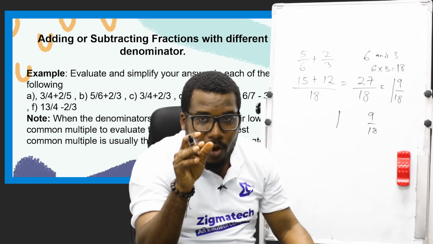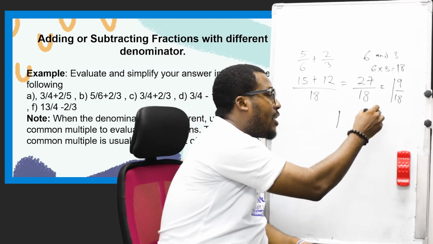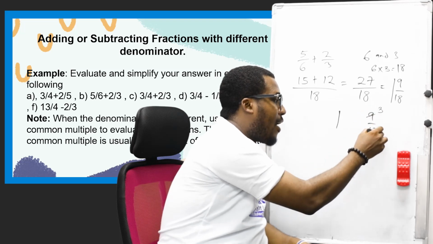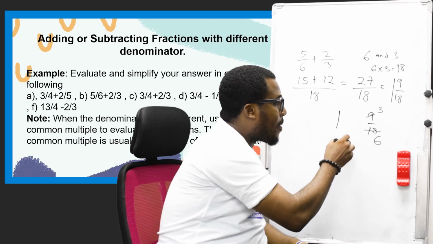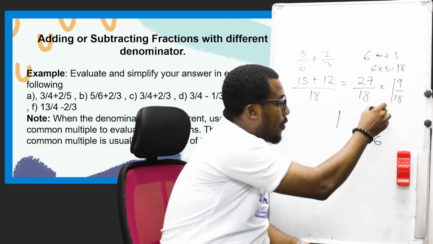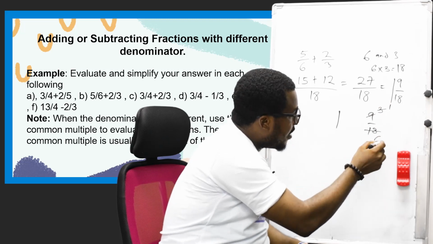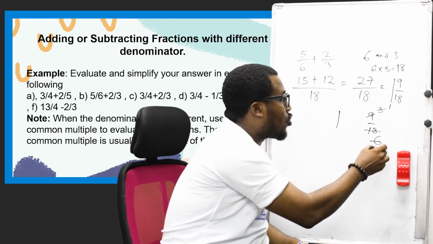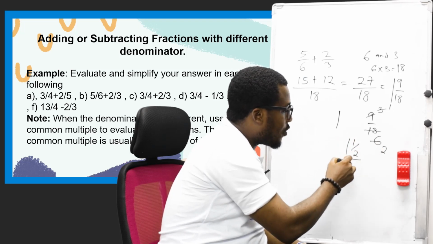Can it still be broken down? Yes, it can. 3 into 9 is 3, and 3 into 18 is 6. Therefore, also, 3 into 3 is 1, and 3 into 6 is 2. Therefore, my final answer will be one whole number, 1 over 2.